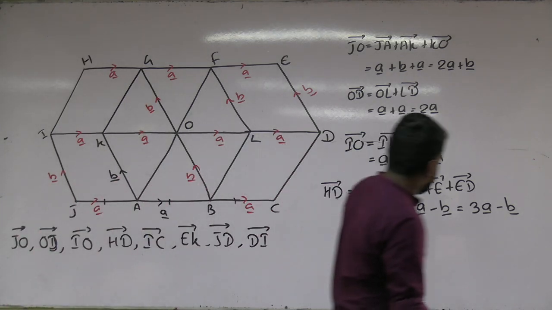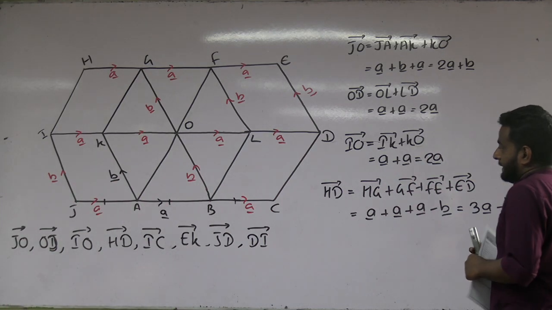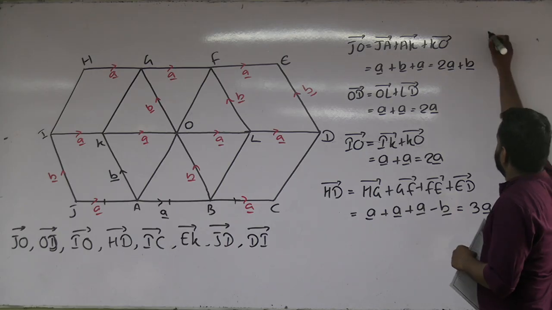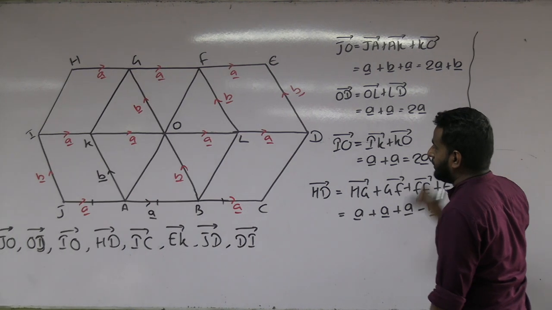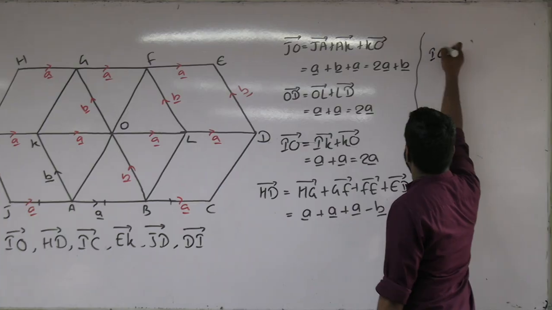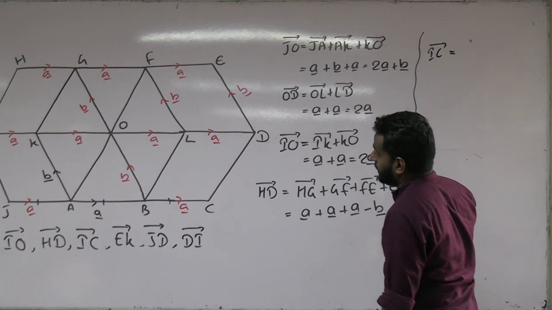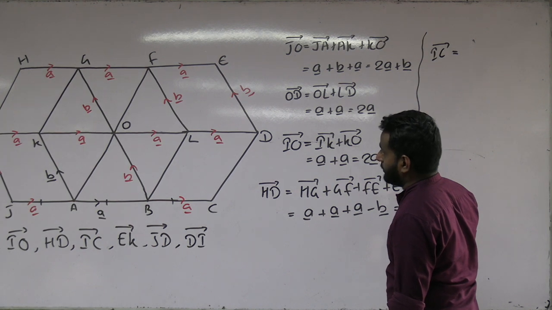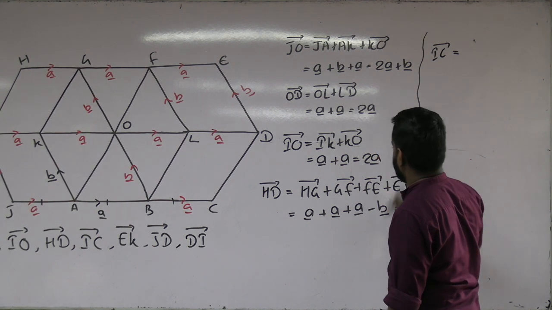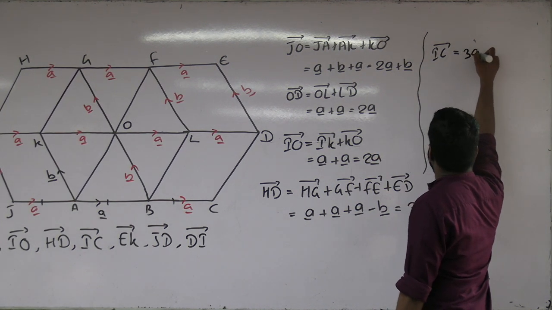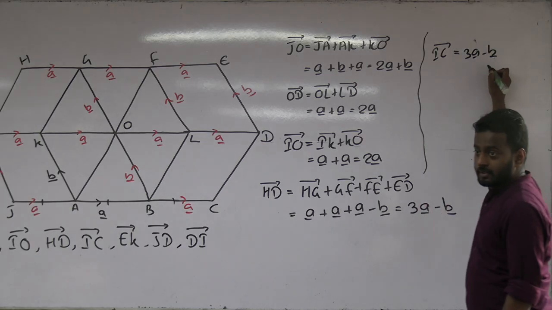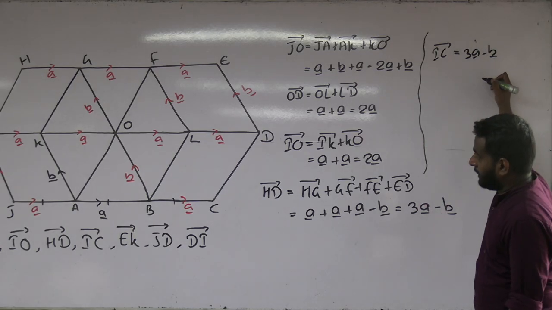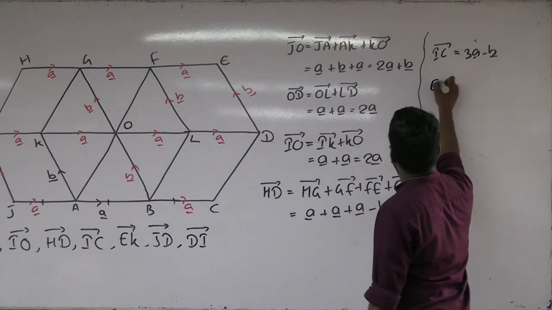Right. So then after HD, since you don't have enough space, I'll write the final answer there. So IC, from I to C, the answer should be 3A minus B. Is it 3A minus B? IC? Yeah. Right. And EK.